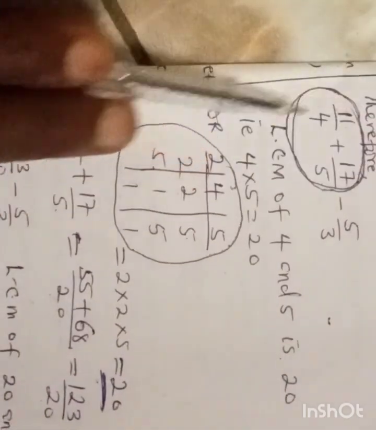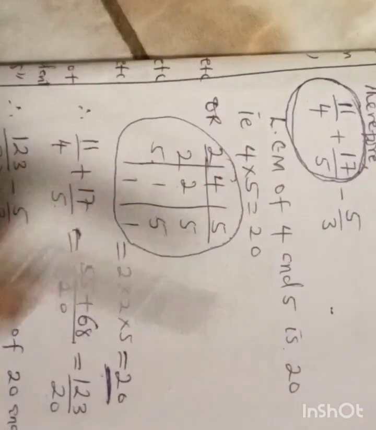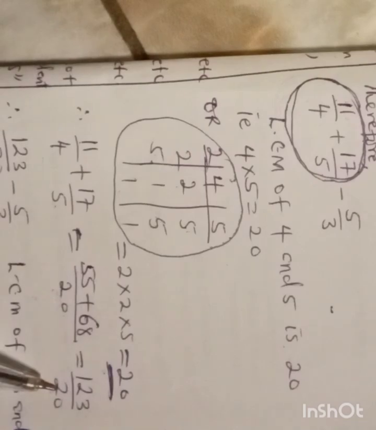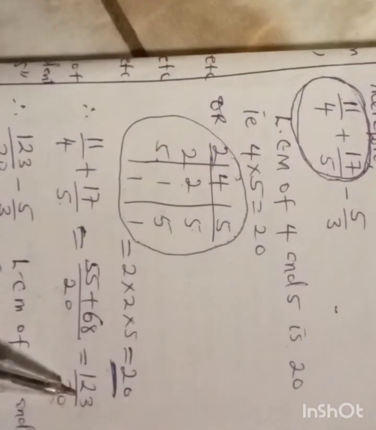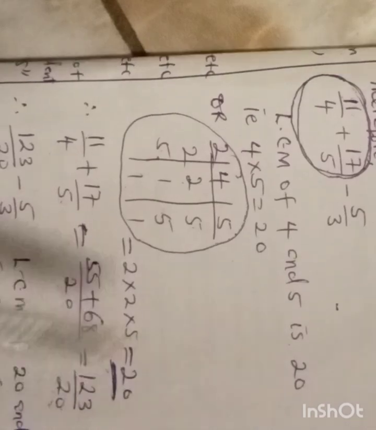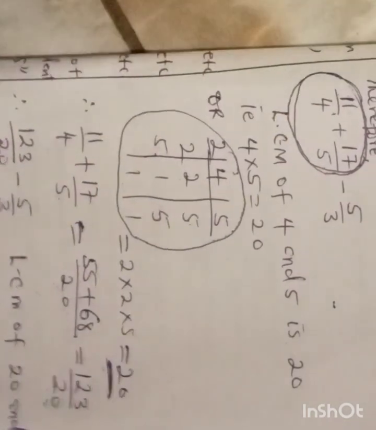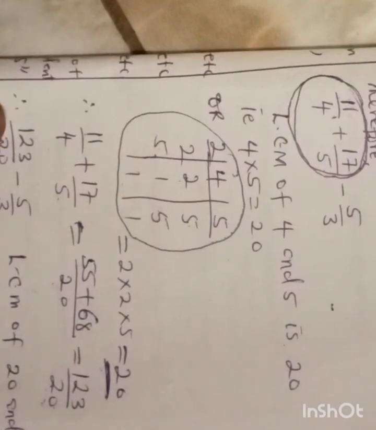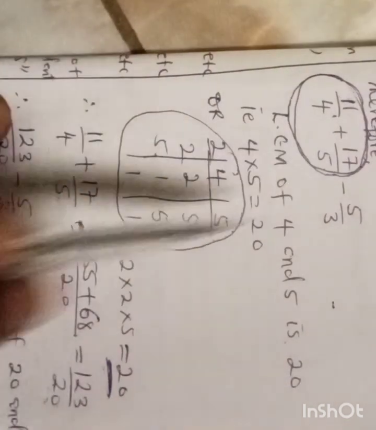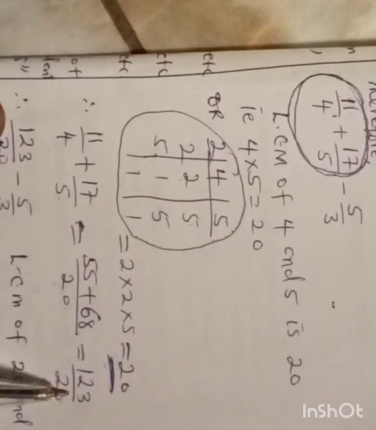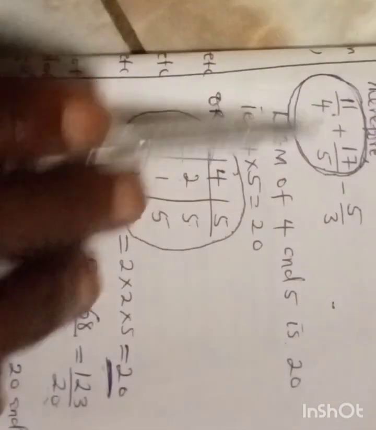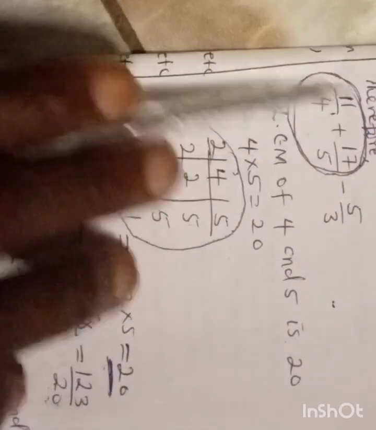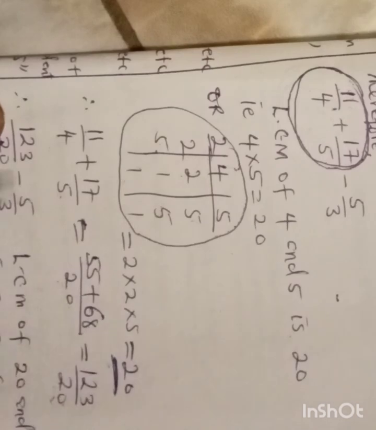The whole of this fraction gave you this value, 123 over 20. So anywhere you see this value, you put 123 over 20. Here we are now carrying this value, which is now representing the whole of this fraction, the answer to this fraction. So anywhere you see this fraction, you put in this one.